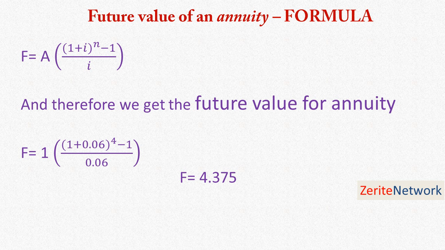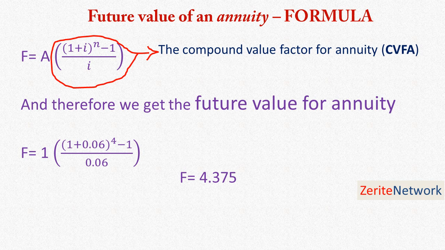This can be simplified using the following formula, and therefore you can get the future value. Note, the term inside the large brackets refers to the compound value factor for annuity. And just like the other one, there are tables that will give you that.